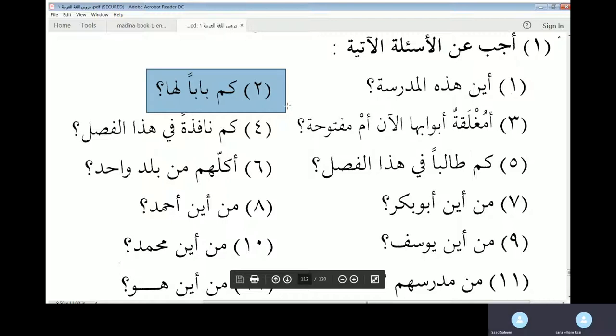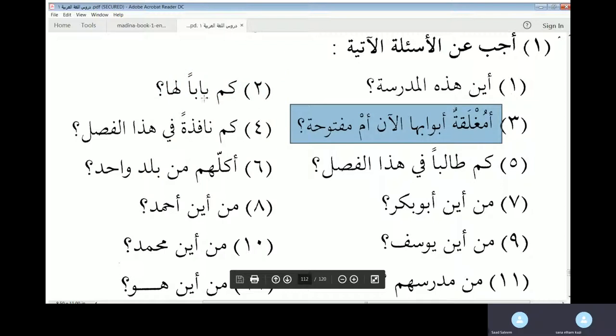Kam baban laha? How many doors does it have? Laha means it has. Okay, laha, it has. How many doors it has? It has 3 doors. Laha thalathatu abwabin. La is has and ha is it.